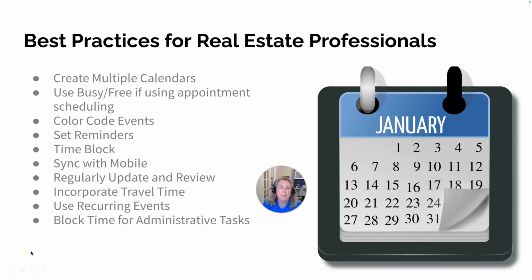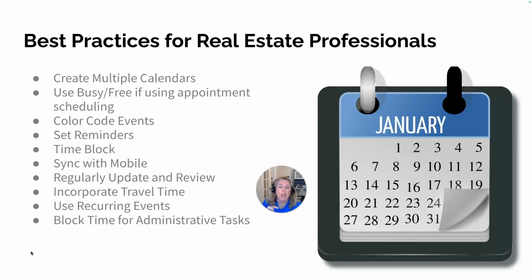So let's recap a little bit and go over some best practices for your Google Calendar. Number 1, you're going to create multiple calendars. You're going to do that for each property that you have a transaction with, whether it's a buyer or a seller. You're going to make sure that you're using busy or free for appointment scheduling. You're going to color code those transactions and events. You're going to set reminders. You're going to start time blocking. You're going to sync this with your mobile device, meaning you're going to get the Google Calendar app, and you're going to regularly update and review your calendar.